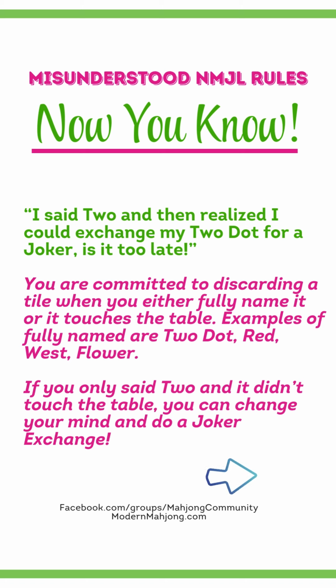Examples of fully named would be 2-dot or 2-bam or 2-crack, red, since clearly you mean red dragon, west, or flower. There are certain tiles that one word, kind of like Cher, you know what we're talking about. The word 2 doesn't fully name it. So if you only said 2 and the tile didn't touch the table, you're in luck and you could exchange that tile for a joker.